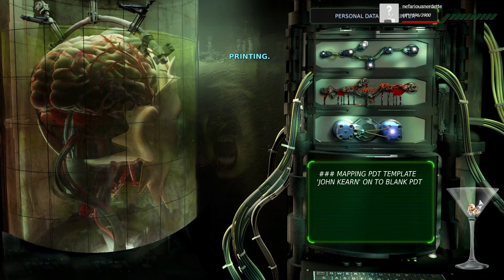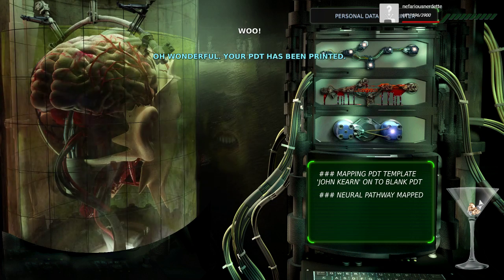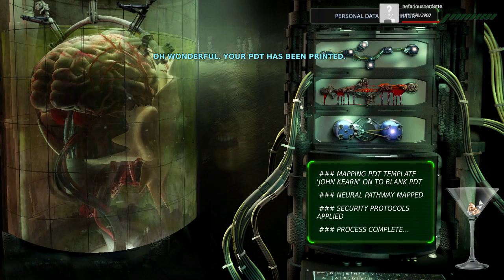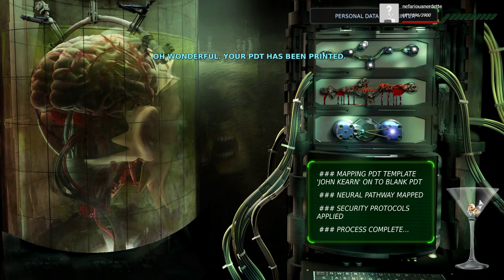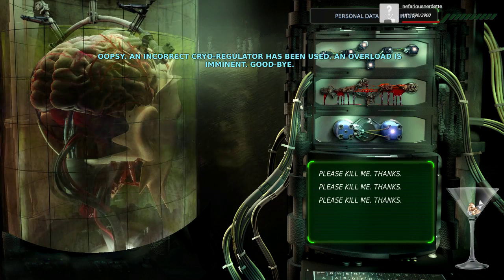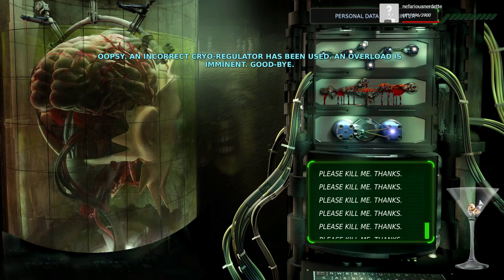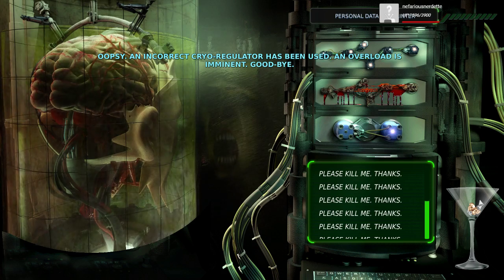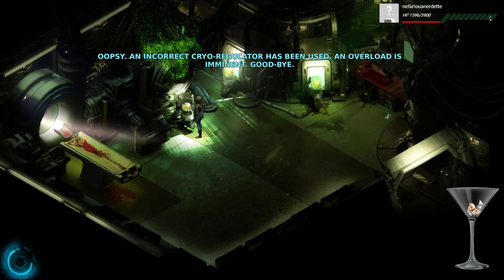Print PDT, please. John Kern on the blank PDT. Your PDT has been printed. Oopsie. An incorrect cryoregulator has been used. And please kill me, thanks.